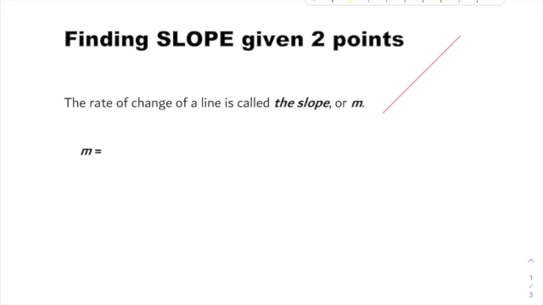Or likewise, if you have a line that is going down as you look left to right, that would be a negative rate of change. That would be a negative slope. And so we're going to talk about how to find that exact number, that slope.